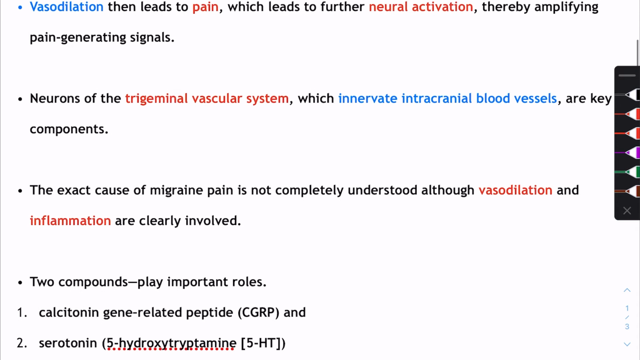The exact cause for migraine is not completely understood, but there are some mechanisms that tell us it is mainly due to the vasodilation and inflammation. The exact mechanism of migraine pain is not clearly understood, although we know that it is mainly due to the vasodilation and inflammation of the intracranial blood vessels. There are two components which play a very important role in causing the intracranial blood vessel vasodilation and inflammation.